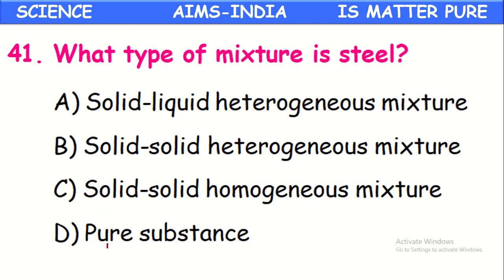Next, what type of mixture is steel? What is steel? It is a mixture of iron with some other metals like nickel, chromium, or even some amount of carbon too, isn't it? So we can say it is a mixture of solid in solid, and it forms a homogeneous mixture. So I can say steel is a solid homogeneous mixture. Here it is. Okay, next one.